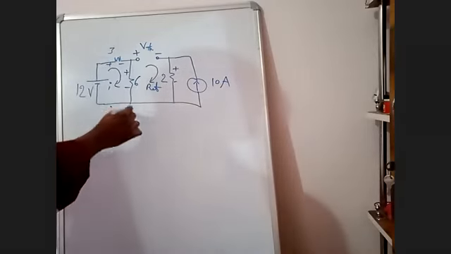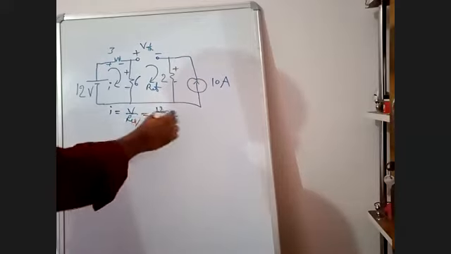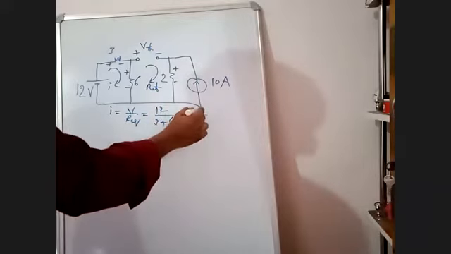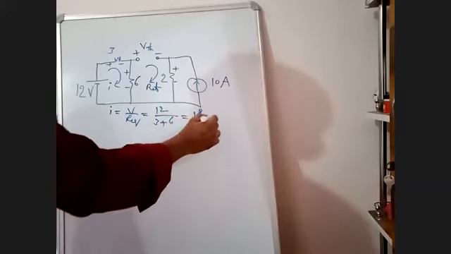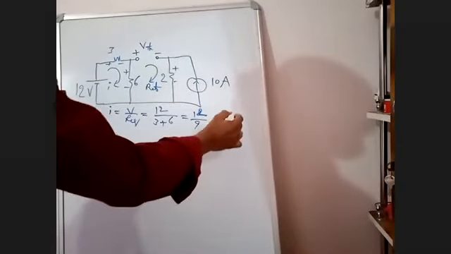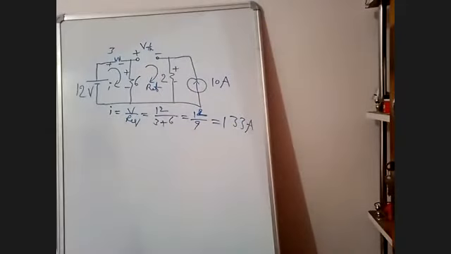Therefore, I is equal to V by R equivalent. V is 12. 3 and 6 are in series, so 12 by 9, that is 1.33 ampere. That is the current flowing. In 3 ohms and 6 ohms the same current will flow because current in series is the same. Therefore, in 6 ohms, we have determined the current, 1.33 ampere.